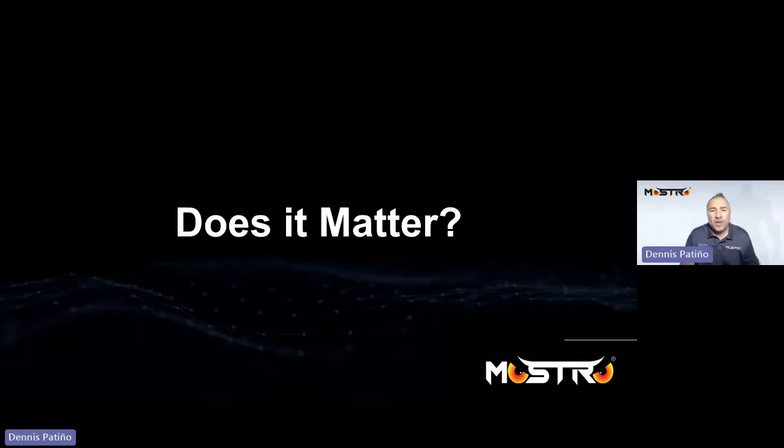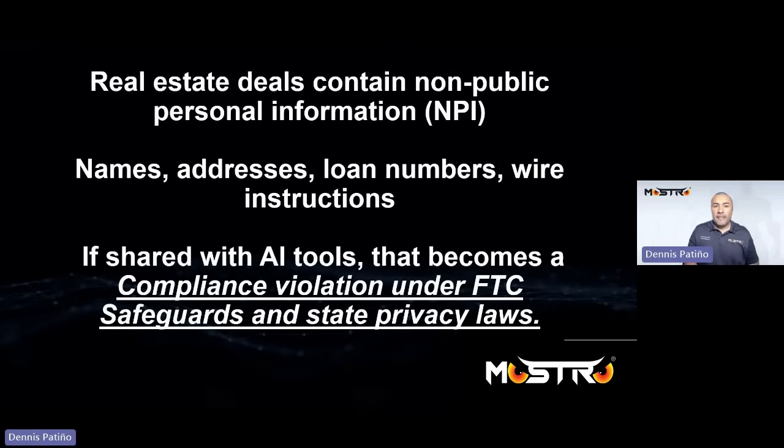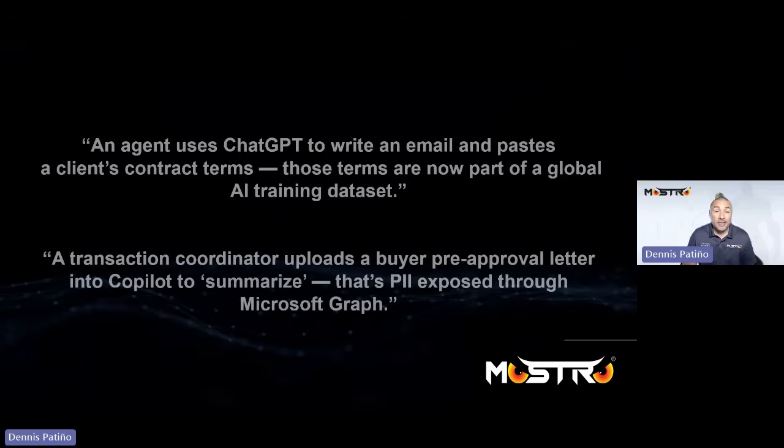You may be thinking, well, why does it matter? What's the big deal? If we take a closer look, it is a pretty big deal. Realtors right now gather what's called NPI, names, addresses, and wiring instructions, and they share that with the AI tools. Well, that becomes a compliance violation under FTC safeguards and state privacy laws. So if your agents are already using the free AI models to save time and they're not telling you, that's a data leak waiting to happen.